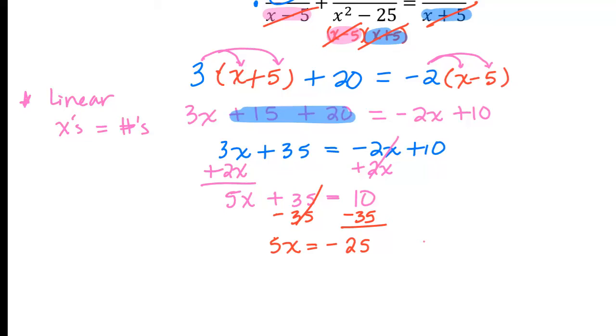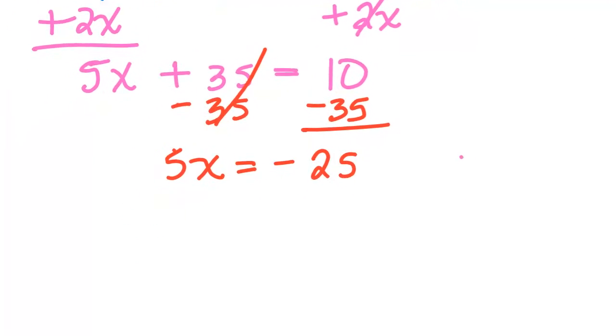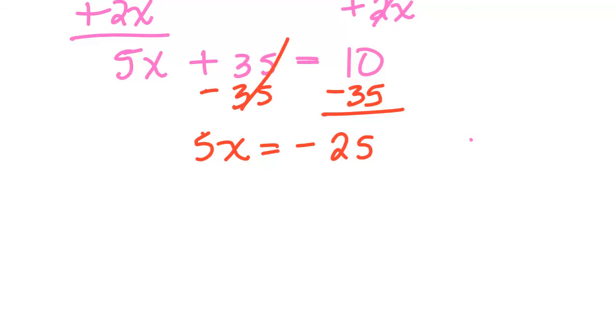And now I've got to get the x by itself. Let me move this up so you guys can see. This is 5 times x, so I have to do the inverse of multiplying, which is dividing. So divide both sides by 5. That gives you a negative 5 for your x.